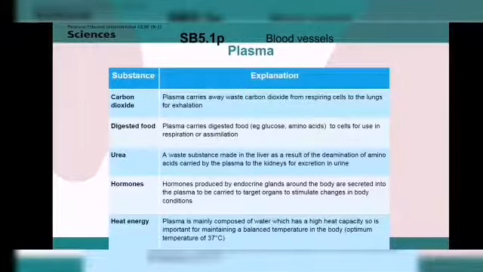Number three, urea, a waste substance made in the liver as a result of the elimination of amino acids, carried by the plasma to the kidney for excretion in urine. So urea is a waste product, and the blood transports urea to the kidney for excretion in urine.